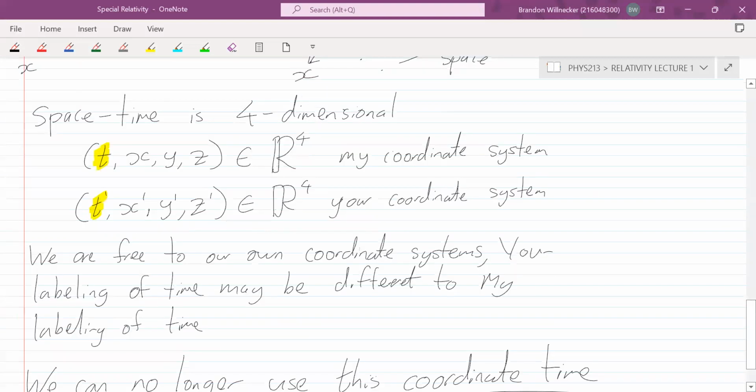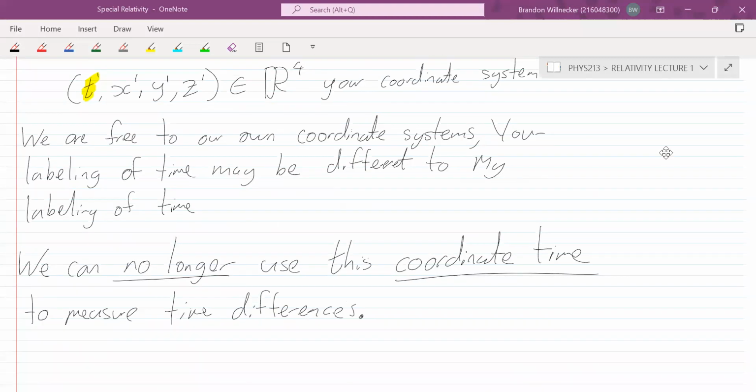Now, that seems very strange. How can we not agree on time differences? Okay, because that's what we need for physics. If you want to work out the velocity, you need a time difference. If you want to work out acceleration, you need a time difference. How can we not agree on that? The velocity and so on should be independent of your coordinate system.